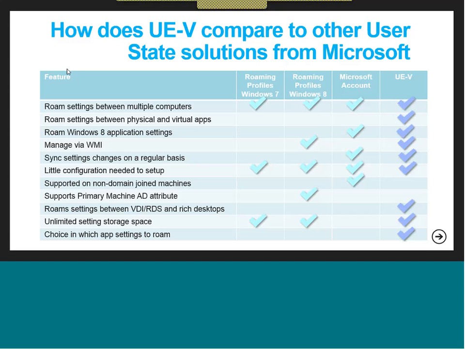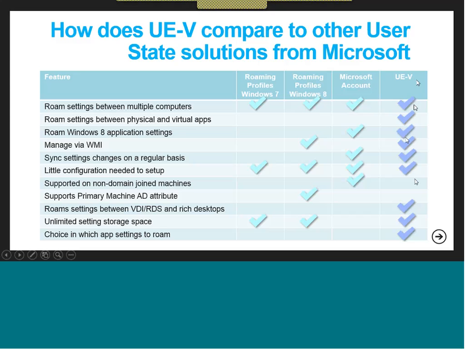And we've also got support for what's called the primary machine Active Directory attribute. This is useful when working with Windows 8 machines, where we have maybe multiple machines available to us. With Microsoft account, this is the Microsoft Live account, enables us to synchronize various settings between our SkyDrive, etc. And then we have UEB at the end there.